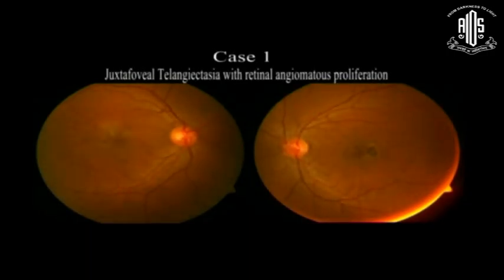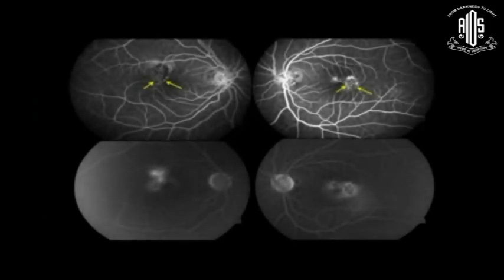Our first case is of juxtafoveal telangiectasia with retinal angiomatous proliferation, a 45-year-old male with visual acuity of 6/24 in the right eye and counting fingers in the left eye. Fluorescein angiography, although conventionally used to diagnose these lesions, requires multiple serial frames for early detection. As we can see here, the mid frames are indicative of retinal angiomatous proliferation in both the eyes and the late frames show high flow signals.